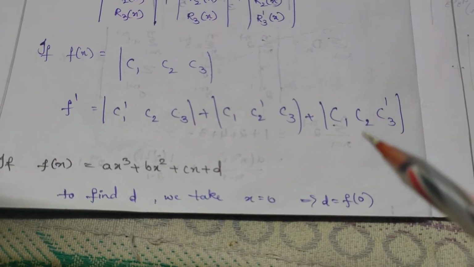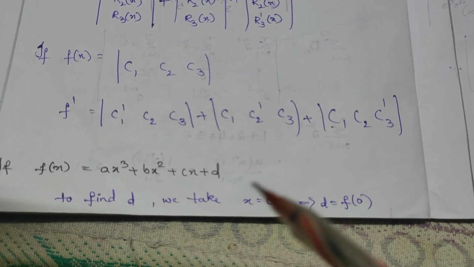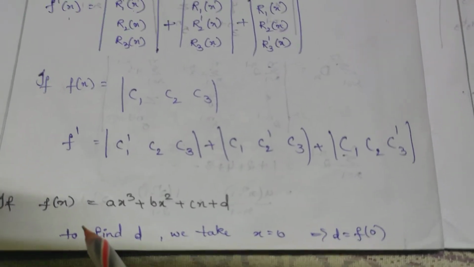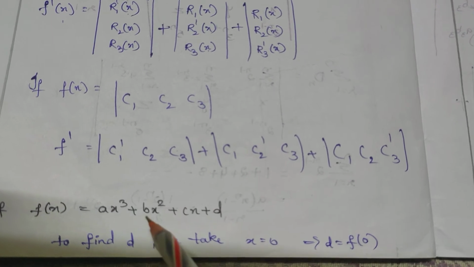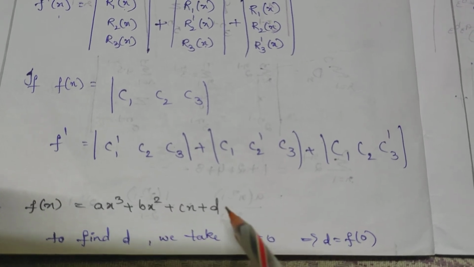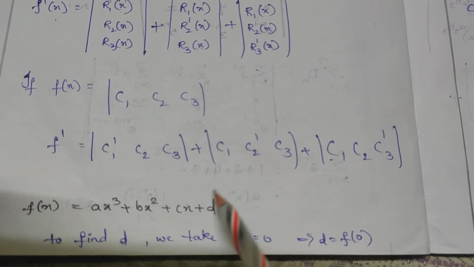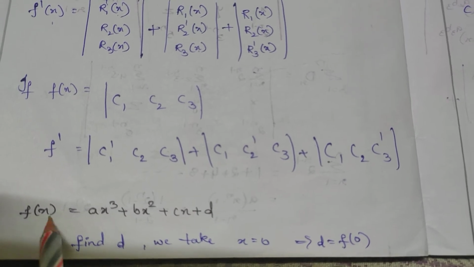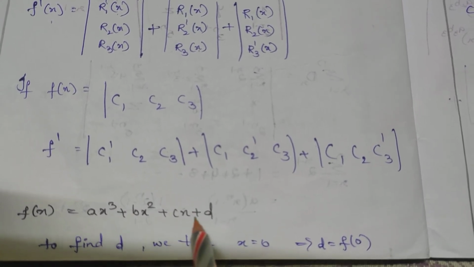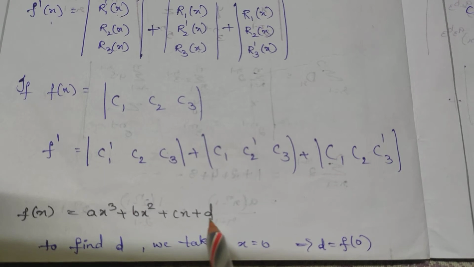See, here is one concept to remember, and why we have to use derivatives. If f of x is equal to ax cube plus bx square plus cx plus d, and you want to find the value of d, that means f of x is given, and the expression is in terms of ax cube plus bx square plus cx plus d.